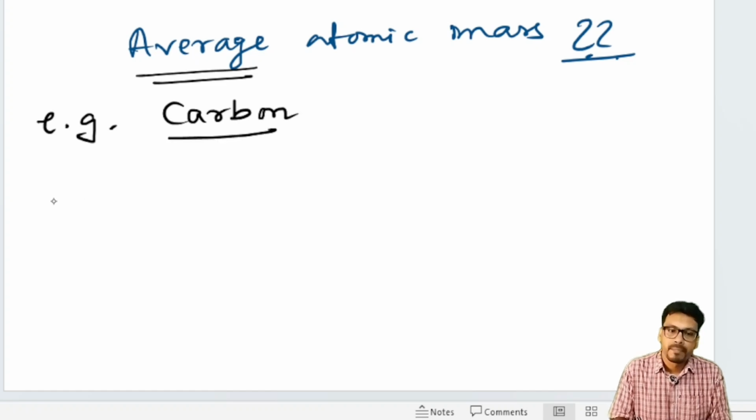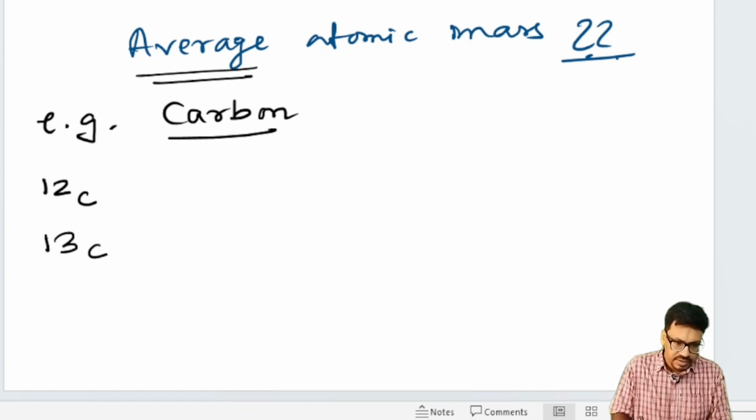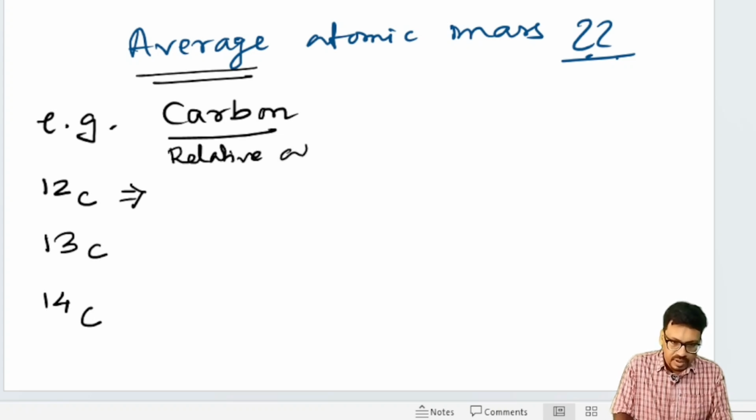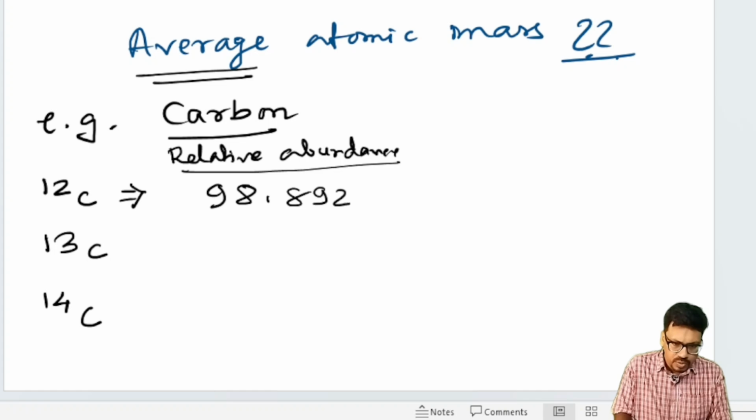Okay, carbon has three types of isotopes. That means 12C, 13C, and 14C. Their relative abundance in the earth: the C12 isotope is 98.892, okay, C13 having the abundance 1.108 percentage.